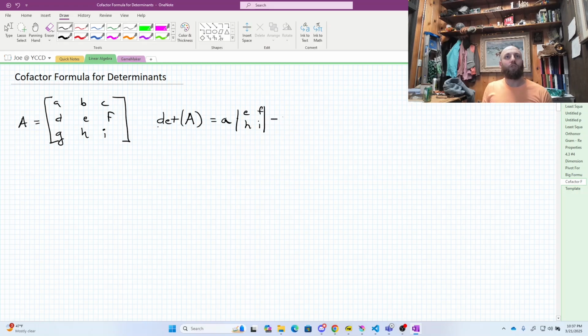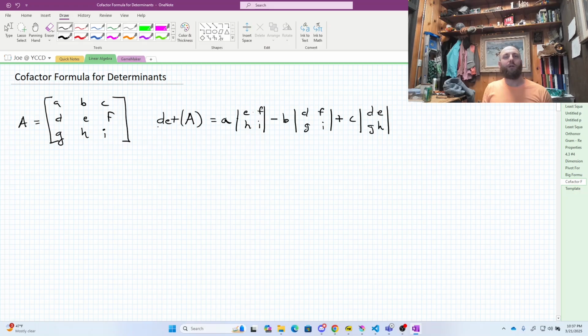Then I'm going to subtract B, and here I'm going to leave off the row and column that B is in. So I'm going to get D and G, F and I. And then I'm going to add to this C times the little matrix that's left when I delete the row and column that C is in. So that's going to be D, E, G, H, right?